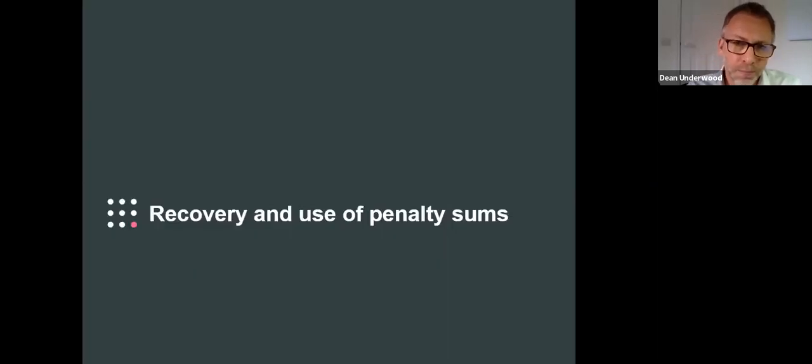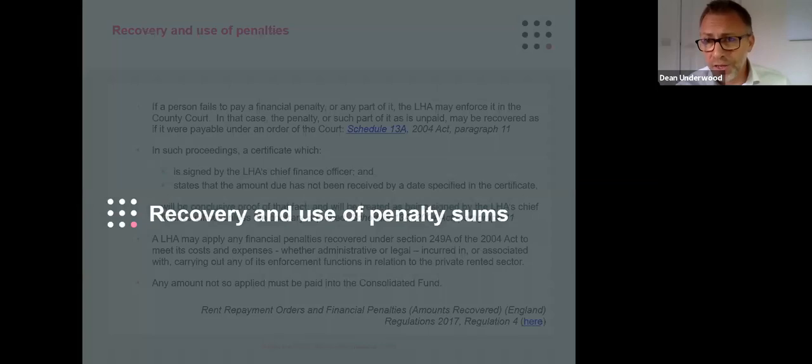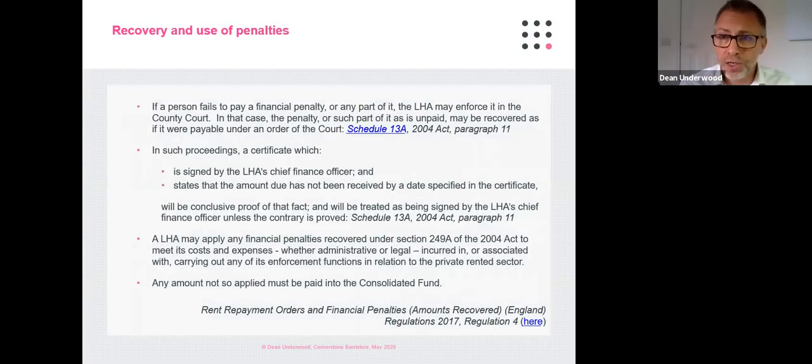Well, one common issue in respect of financial penalties, in respect of which I receive many questions, is, well, having imposed a penalty, how do you actually recover one? Well, if a person fails to pay a penalty that's been imposed, or indeed any part of it, the local housing authority has the power to enforce it in the county court. And indeed, in that case, that penalty may be recovered in the same way as any civil debt that is payable under an order of the county court. And you'll need to look at paragraph 11 of Schedule 13A to that end.